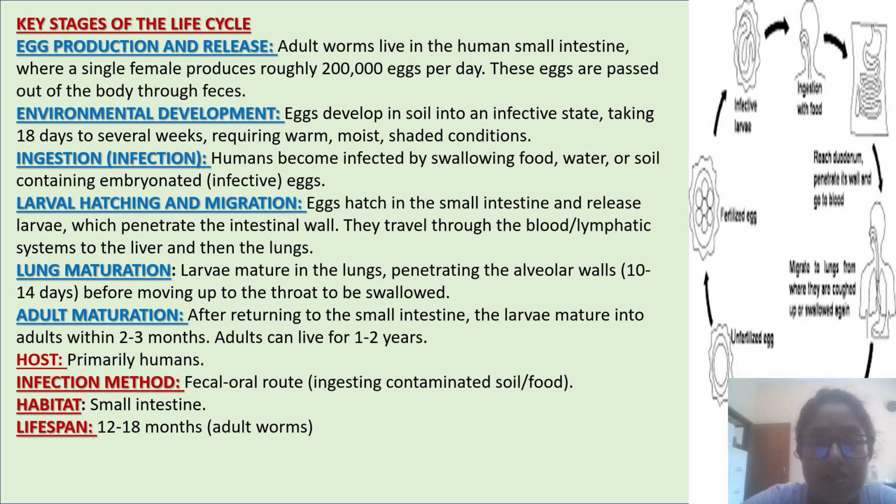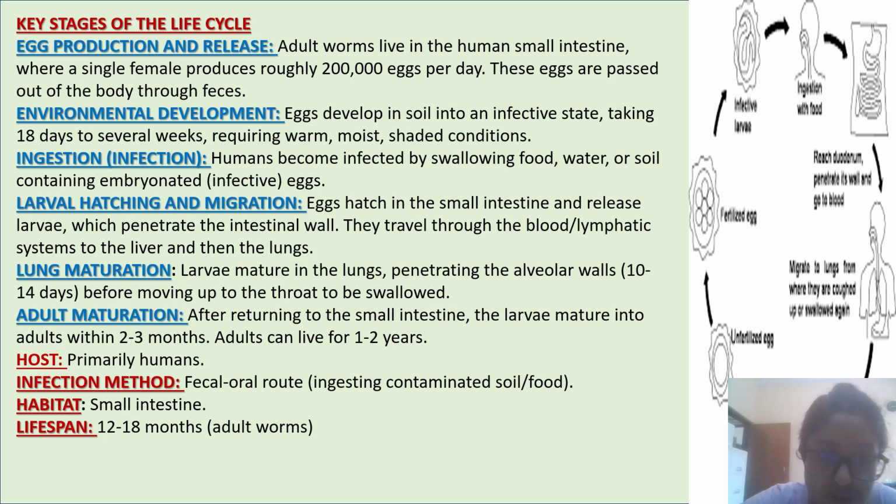Next, ingestion or infection. Humans become infected by swallowing food, water or soil containing embryonated eggs. Next, larval hatching and migration. Eggs hatch in the small intestine and release larvae, which penetrate the intestinal walls. They travel through the blood and lymphatic system to the liver and then the lungs. Lung maturation: larvae mature in the lungs, penetrating the alveolar walls in 10 to 14 days before moving up the throat to be swallowed.